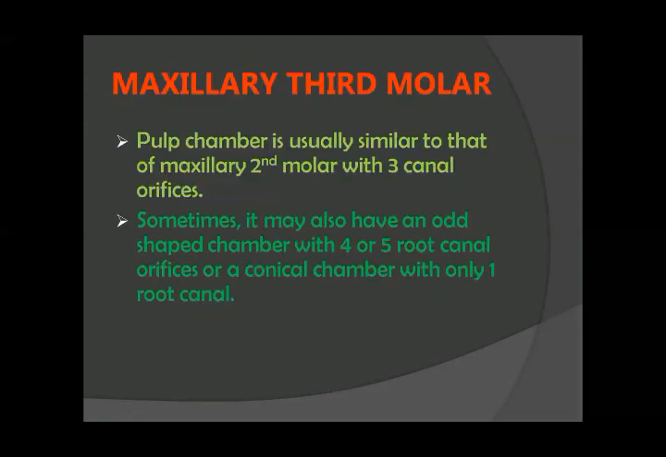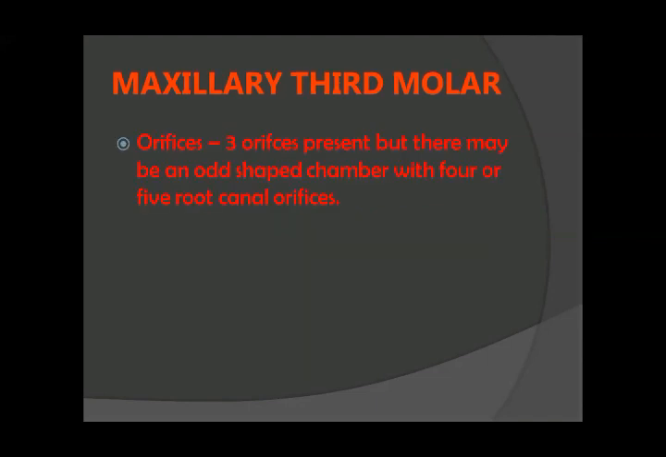Maxillary third molar pulp chamber is usually similar to that of the maxillary second molar with three canal orifices. Sometimes it may also have an H-shaped chamber with four or five root canal orifices, or a conical chamber with only one root canal. Three orifices are present, but there may be an odd-shaped chamber with four or five root canal orifices.